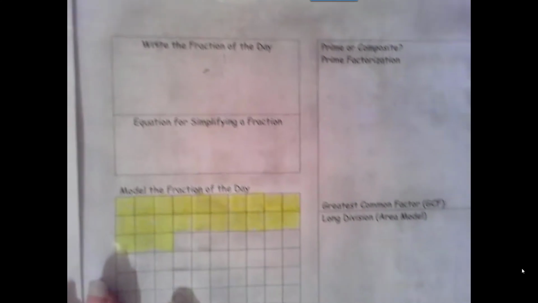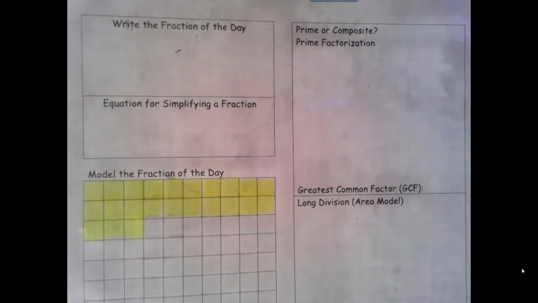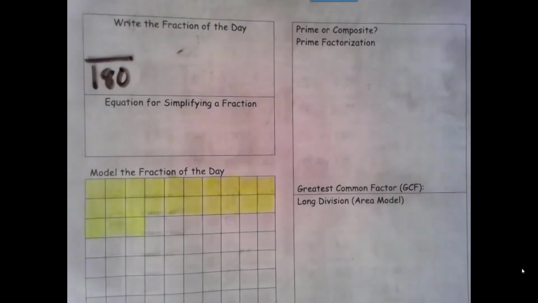All right. We're on day 100. Our total amount is 180 school days, and we're on day 23.